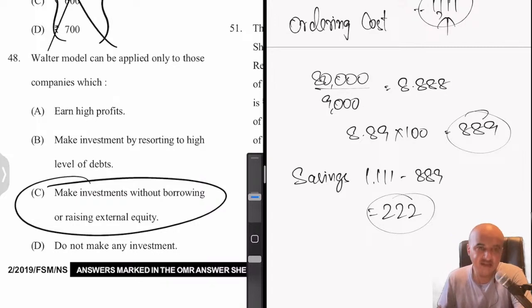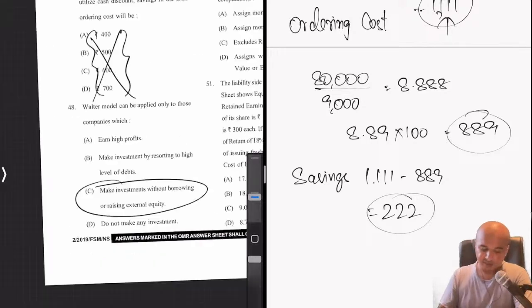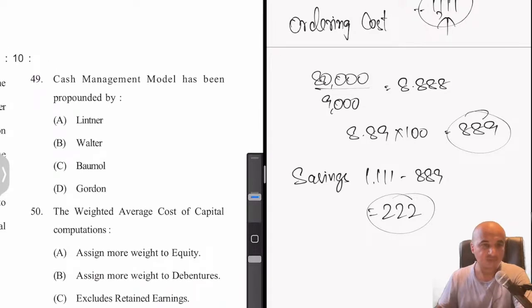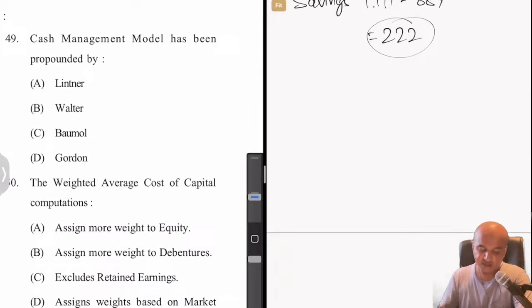Again, all these things are based on how, if you are thorough with the syllabus and if you have understood the concepts, you can finish the entire exam in, let's say, 1.5 hours. So that's how easy it is. Anyway, let's move on to the next one.